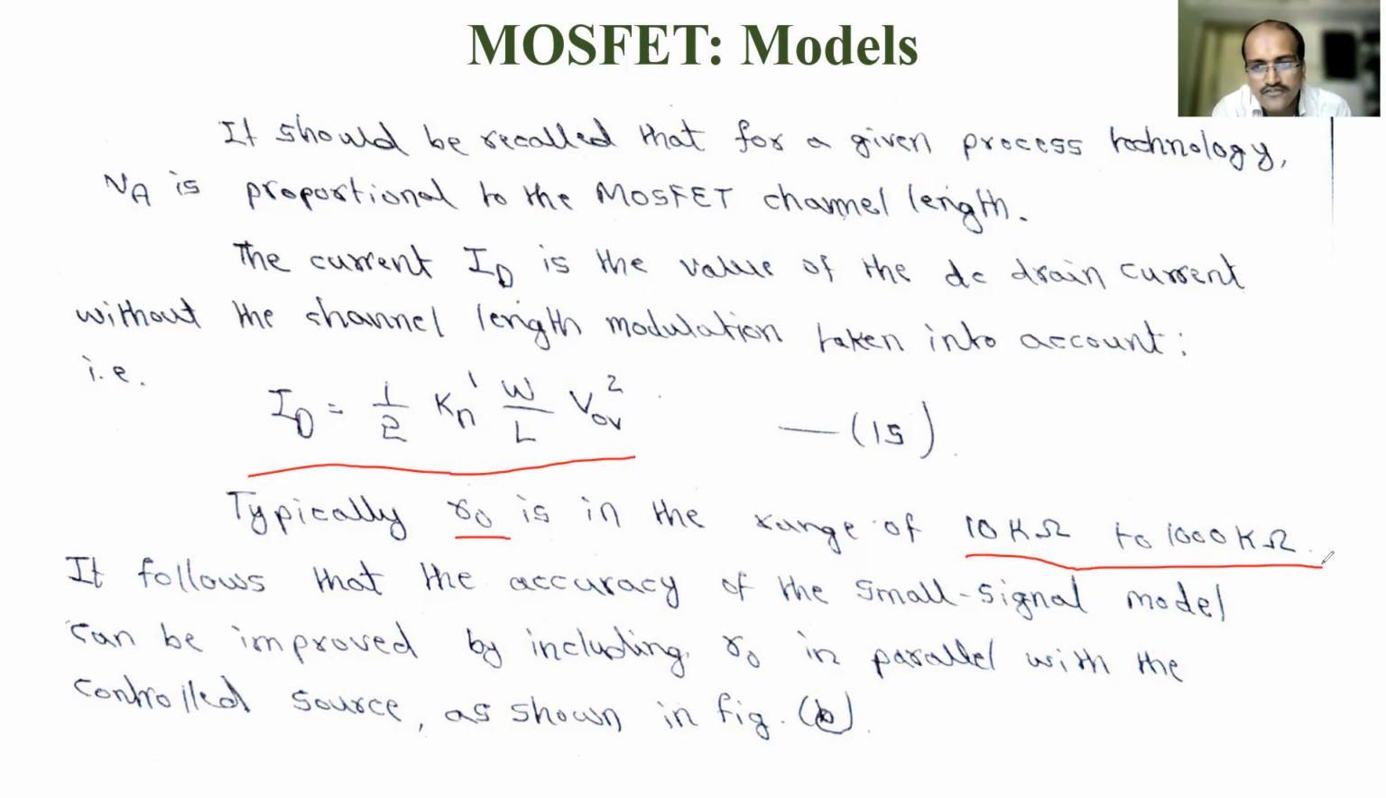It follows that the accuracy of the small signal model can be improved by including R0 in parallel with the control source. So the accuracy is more in this model. That's why normally we'll consider this figure E model only. I will show you one more model now, which will be used in most of the things.